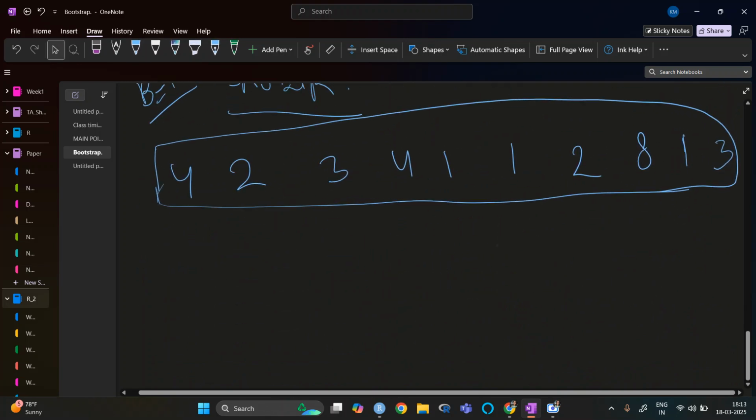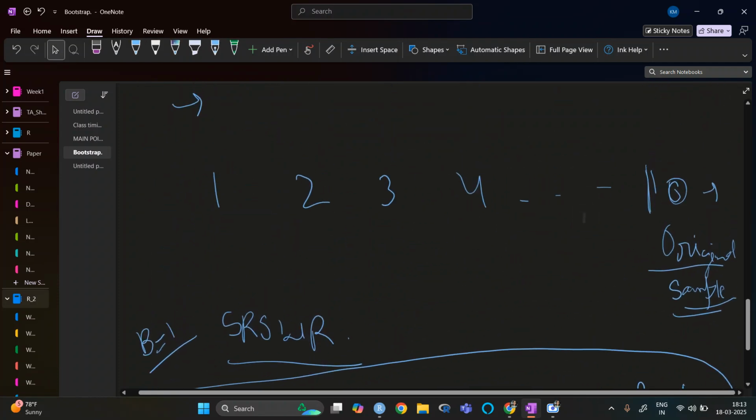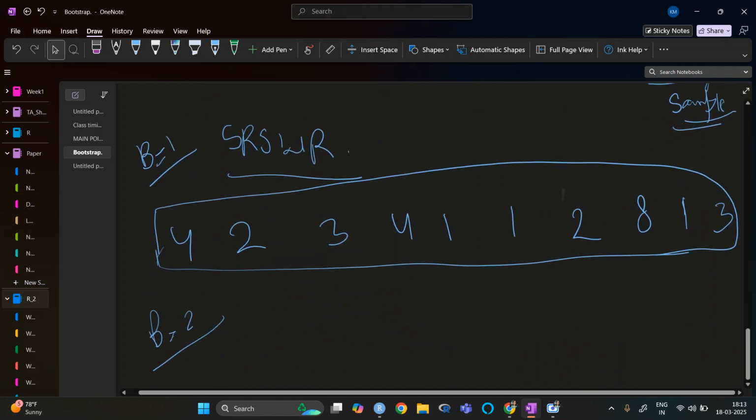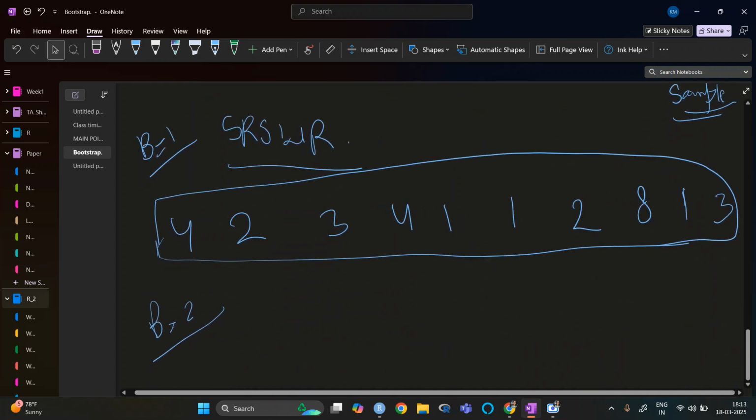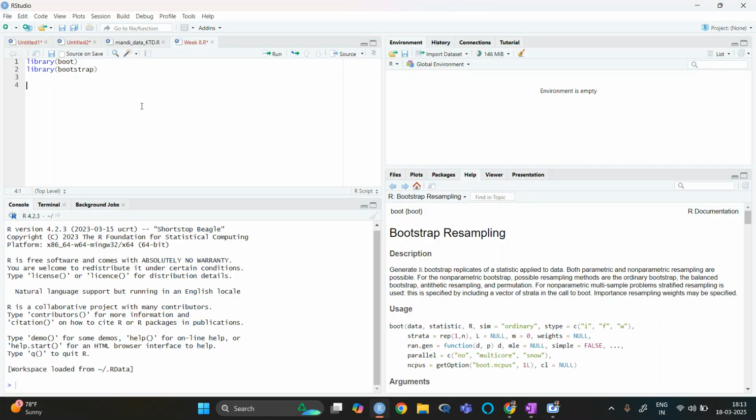Got it? If I say do for b equal to 2, we can do it in this way. So this is what we are doing. We are considering our resampling method from SRSWR. So we can see that here also.